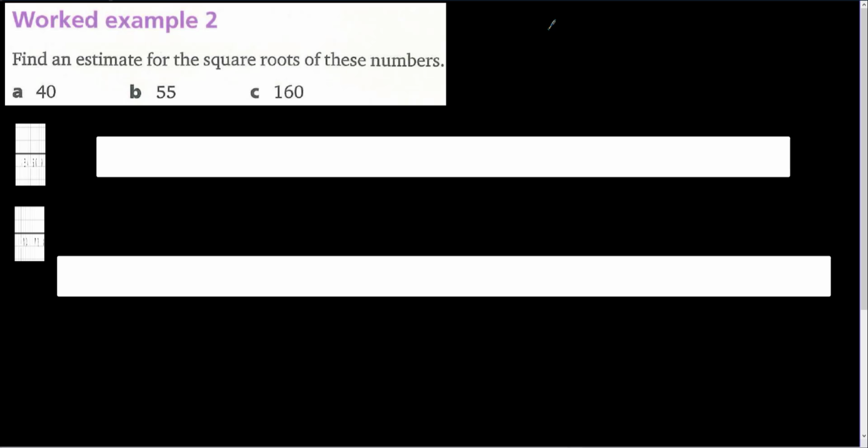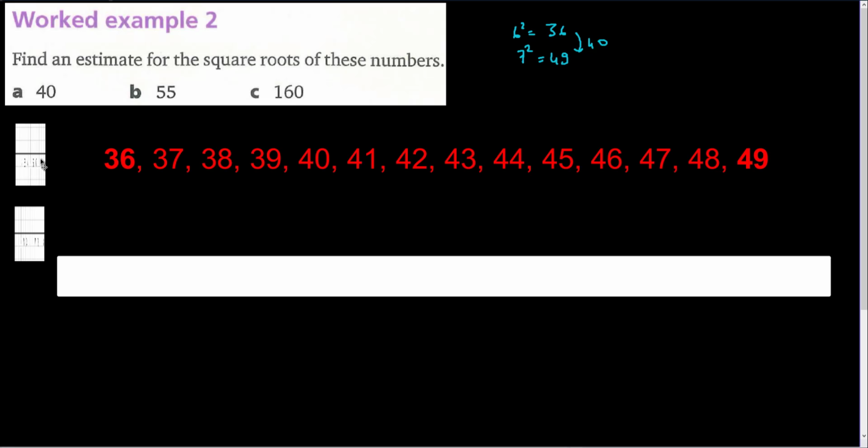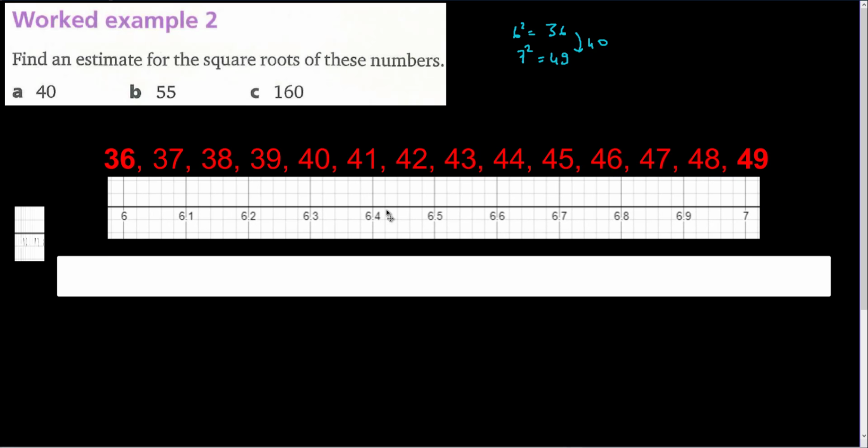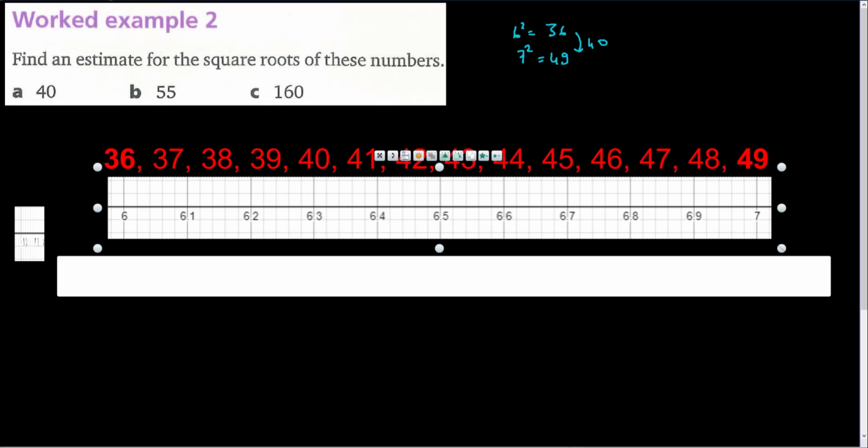40. 40 is between 36, which is 6 square, and 7 square, which is equal to 49. So the number 40 is between them. So I need to separate the interval between 6 and 7, and 36 and 49, because 40 is between 36 and 49. All the numbers between 36 and 49. The root of 36 is equal to 6, the root of 49 is going to be equal to 7. So the answers are between 6 and 7.